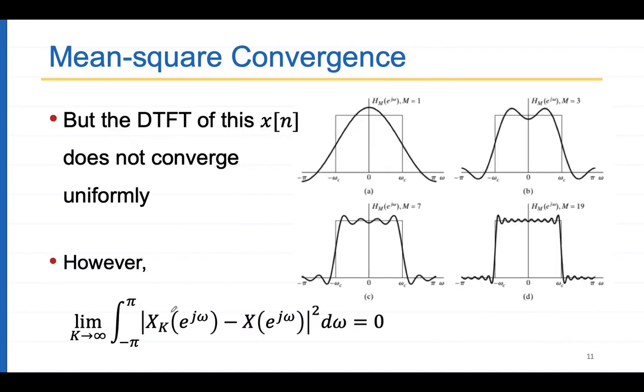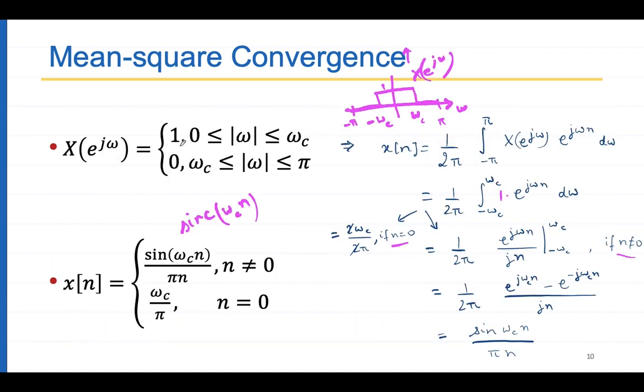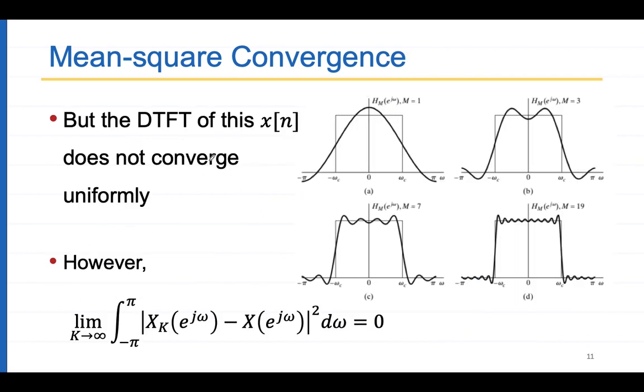Okay. Now, let's talk about mean square convergence. If I start from this x[n] and try to compute its DTFT, it does not converge uniformly, which means my X_K and X won't match even if capital K tends to infinity. So why does this happen? Let us try to plot it and see. So if I take my original x[n] and compute its DTFT, basically X_K, so this is K.